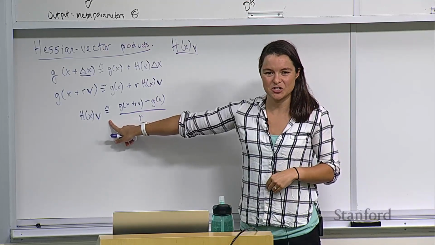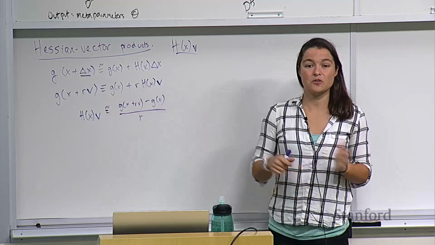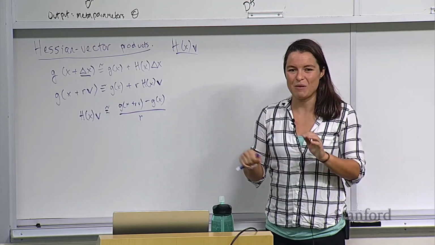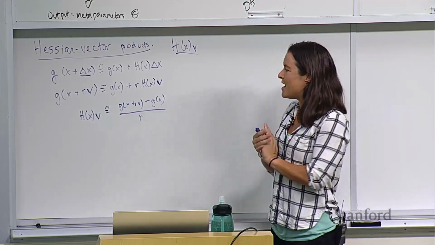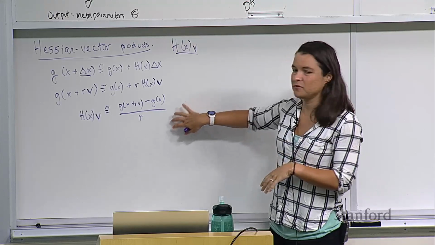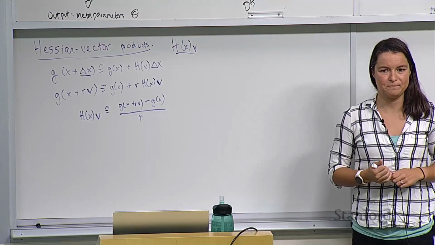Now you might wonder, okay, we have this approximation sign here. Can we get the exact Hessian? There are actually algorithms that have the same complexity that will also give you the exact Hessian. I'm not going to go into those, but Perlmutter's algorithm is one example of that. But this gives you a little bit of intuition for how we might go about computing these kinds of Hessian vector products.